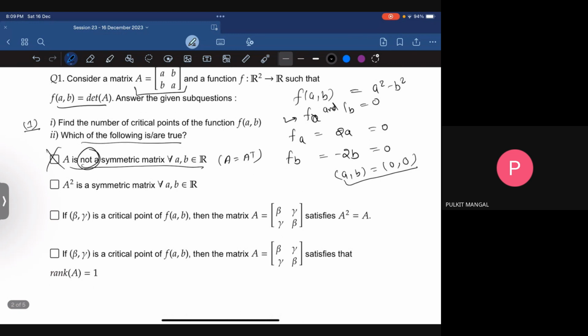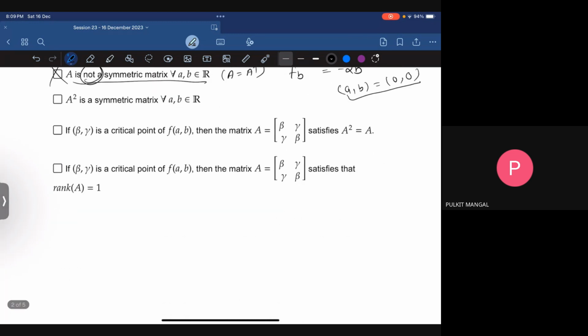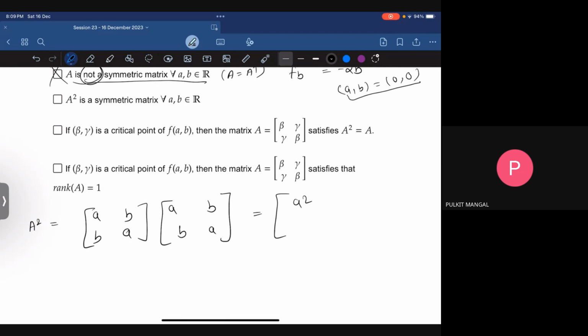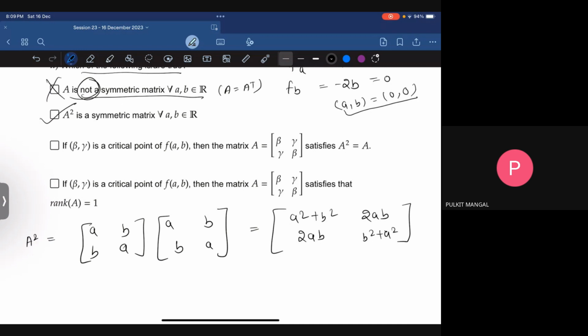Next, A square is a symmetric matrix. For that we need to find A square. It would be [[a² + b², 2ab], [2ab, b² + a²]]. And this is also a symmetric matrix, right? So A square is a symmetric matrix, and from here we can also conclude one thing, that if A is a symmetric matrix, A square is also a symmetric matrix.